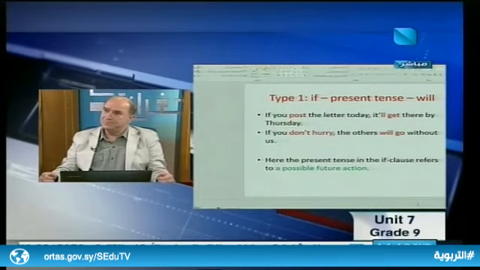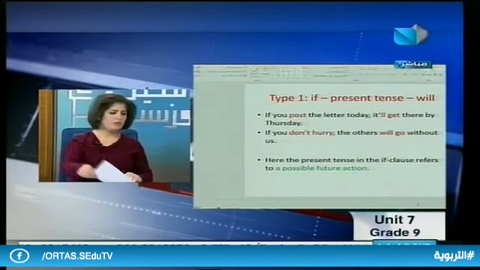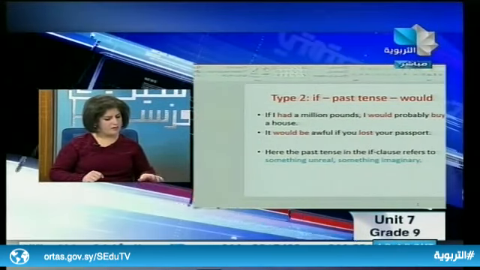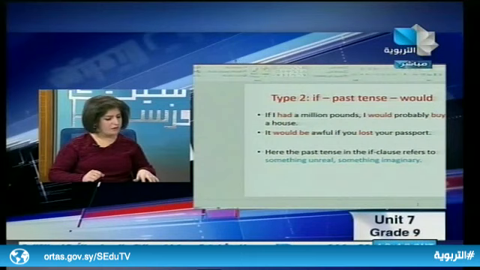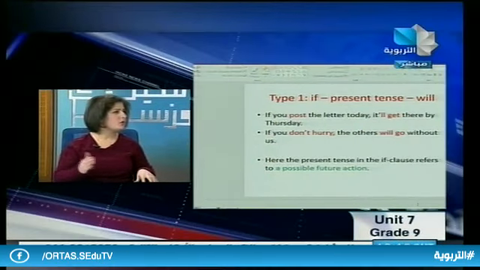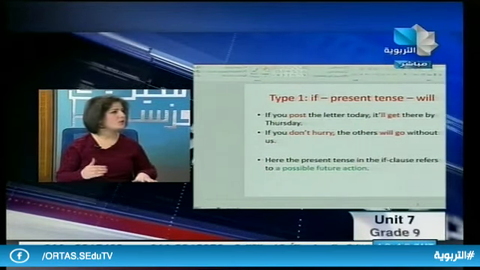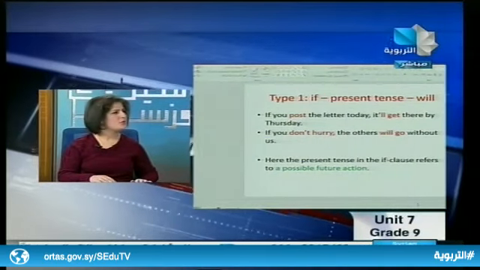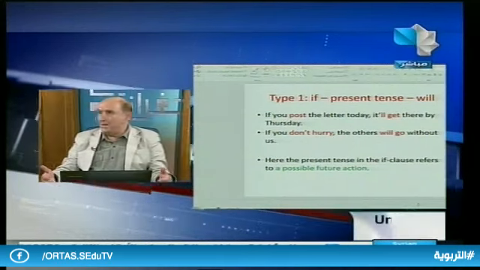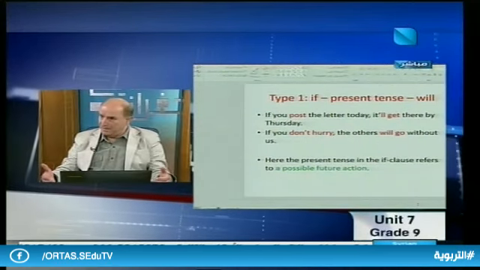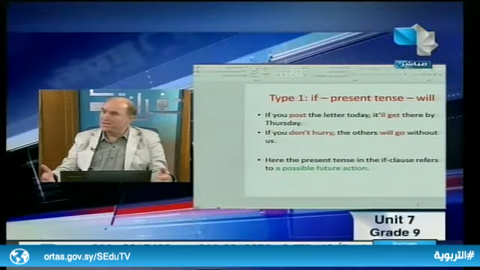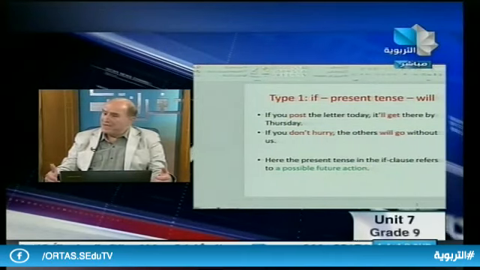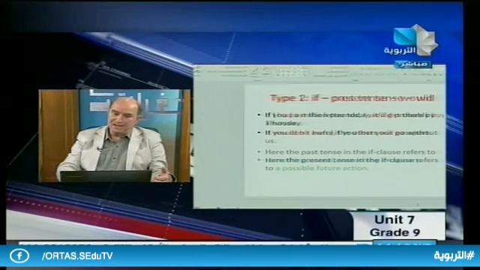Very nice. So we have here the if part, and we have another example: if it rains, I will get wet. So it is something possible, and we use it for predicting the future. It's easy to use. So this is another example about the first type of conditional sentences. Thank you, Ms. Nada.